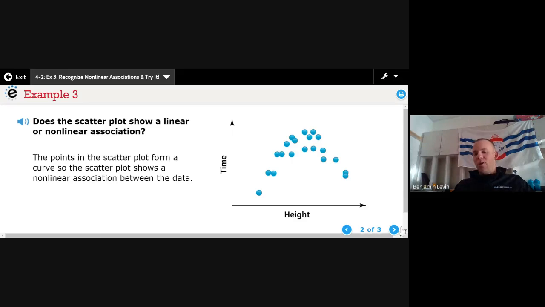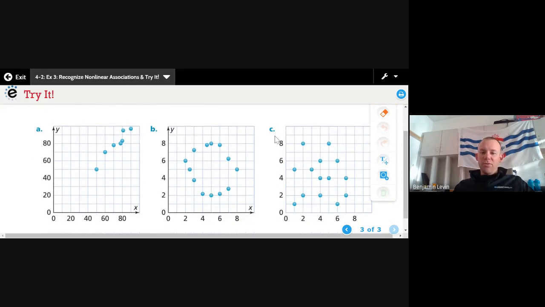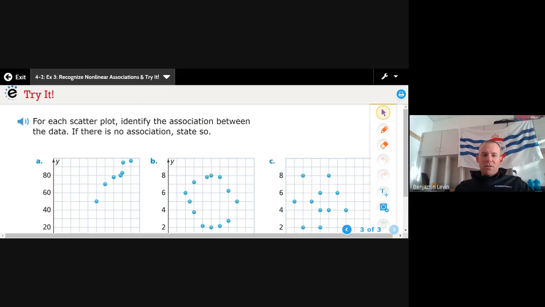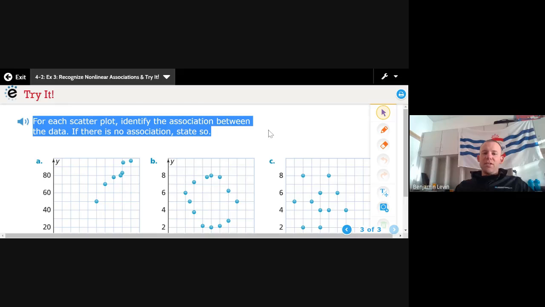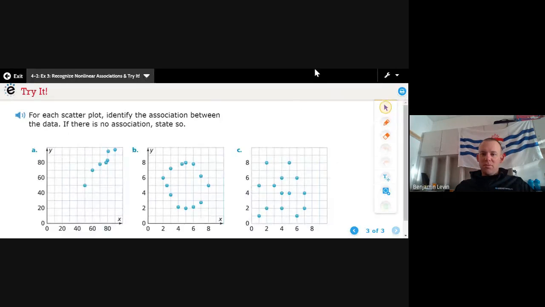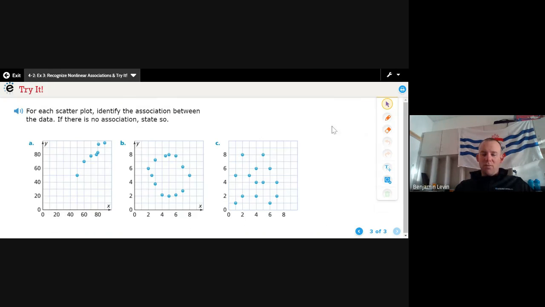All right, so for each scatter plot, identify the association between the data. If there is no association, state so. All right, we're back to normal here. So we need to determine what's going on here. Let's look at graph A. Is there an association? Somebody can just come off mute here. Is there an association in graph A?